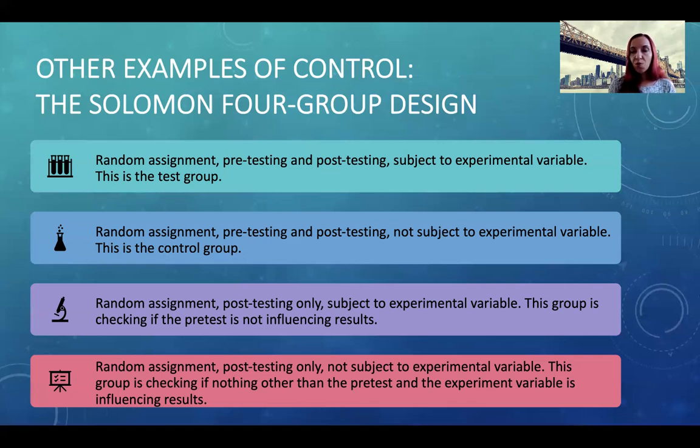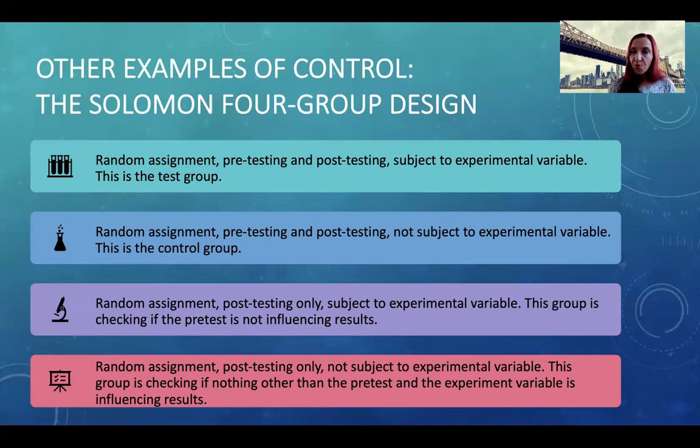There is one group that is exposed to both pre-testing and post-testing and subject to the experimental variable. This is the test group. So this is the group that is actually going to read the textbook between this pre-testing and post-testing stage. Then we have random assignment that involves pre-testing and post-testing, not subject to the experimental variable. They don't read the textbook. So this is the control group.